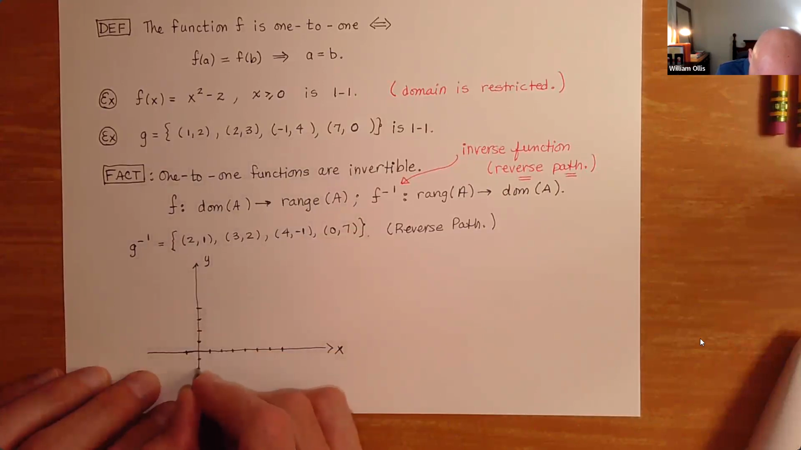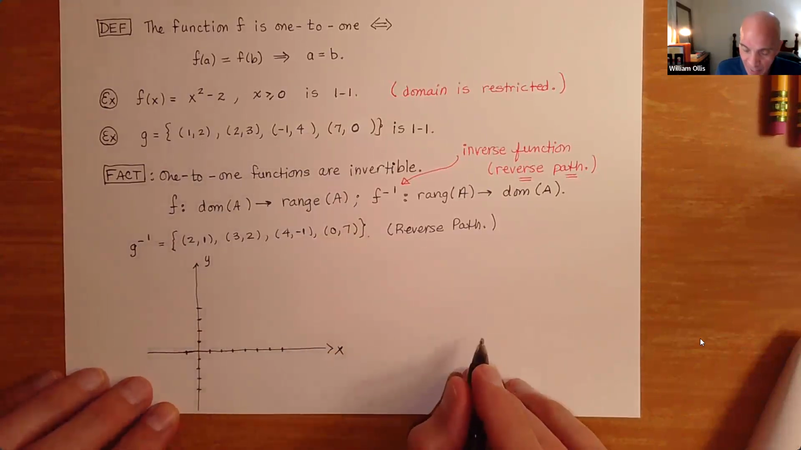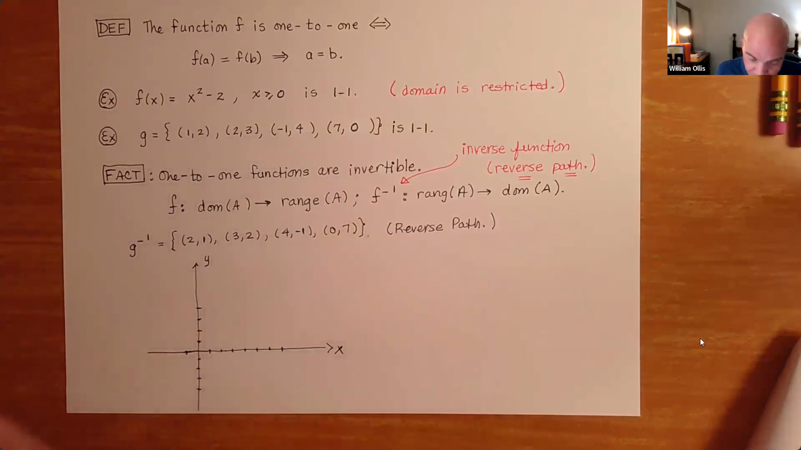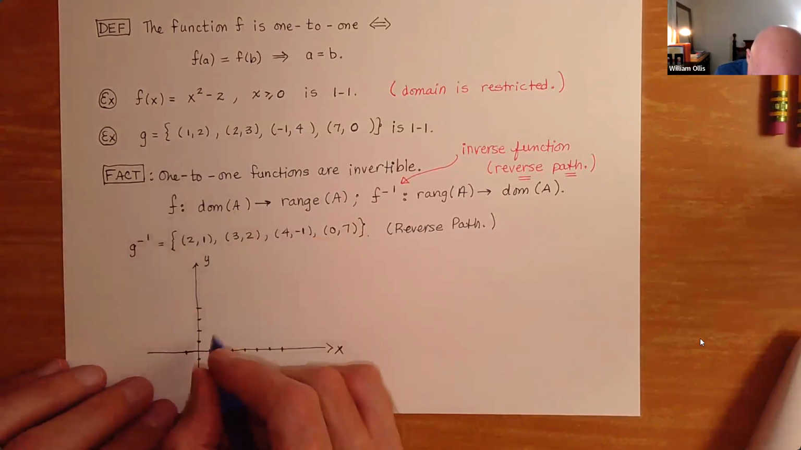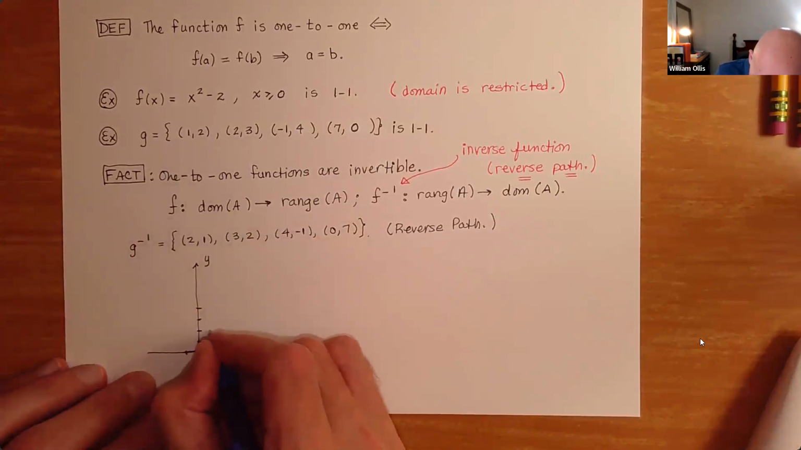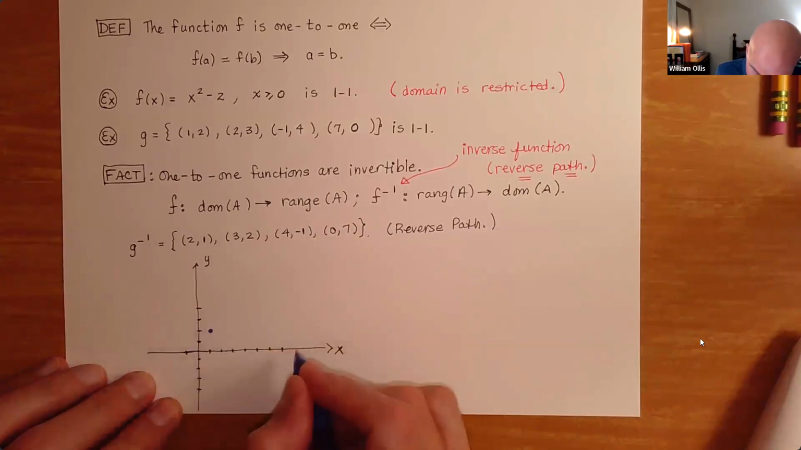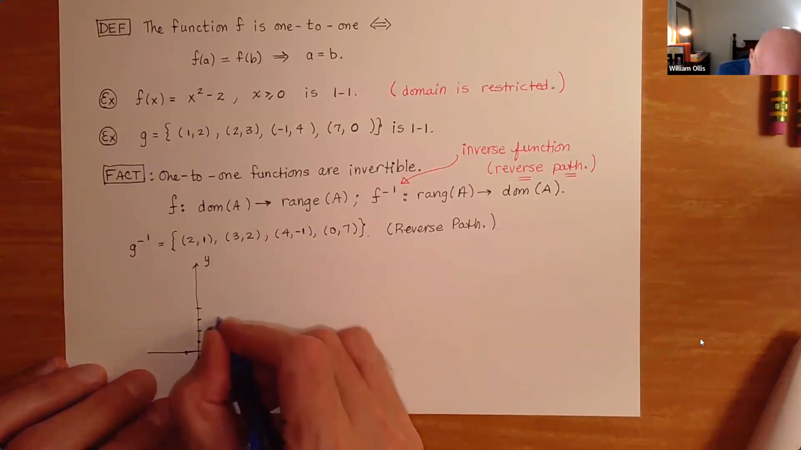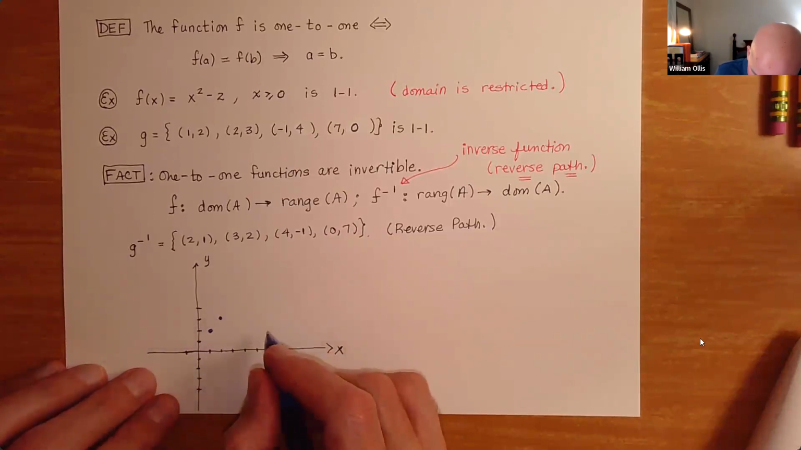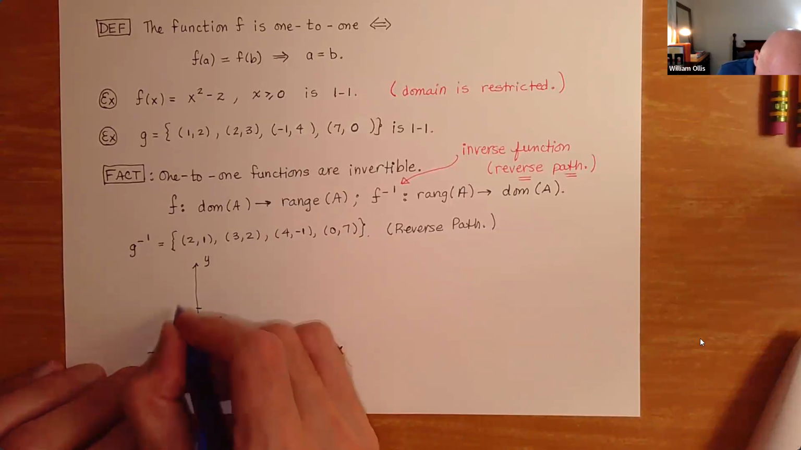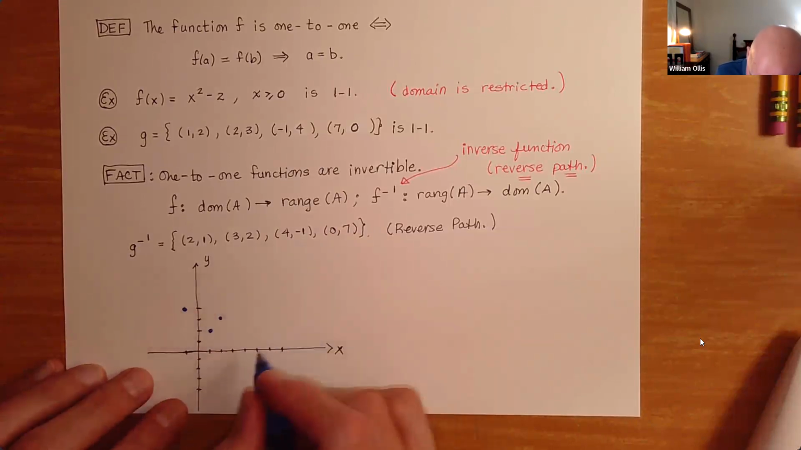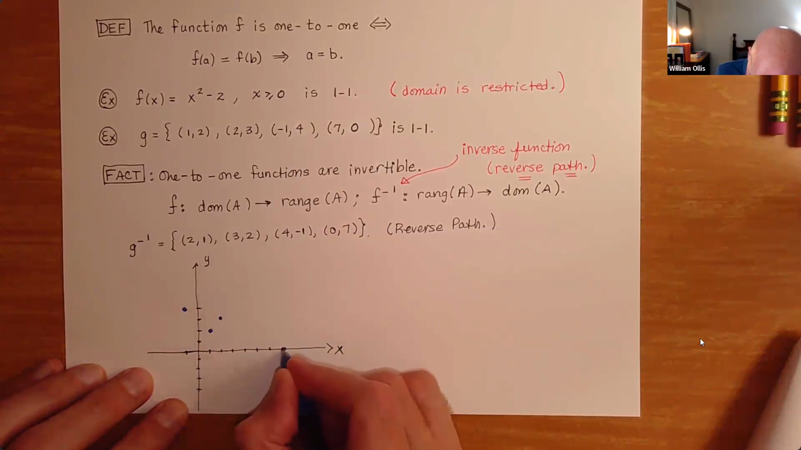Go ahead and mark everything off. Again, this is not Rembrandt, as I often say, but it will do the trick. So we have (1, 2), (2, 3), and (-1, 4). So (-1, 4). And we have (7, 0). 1, 2, 3, 4, 5, 6, 7 right here, an intercept.